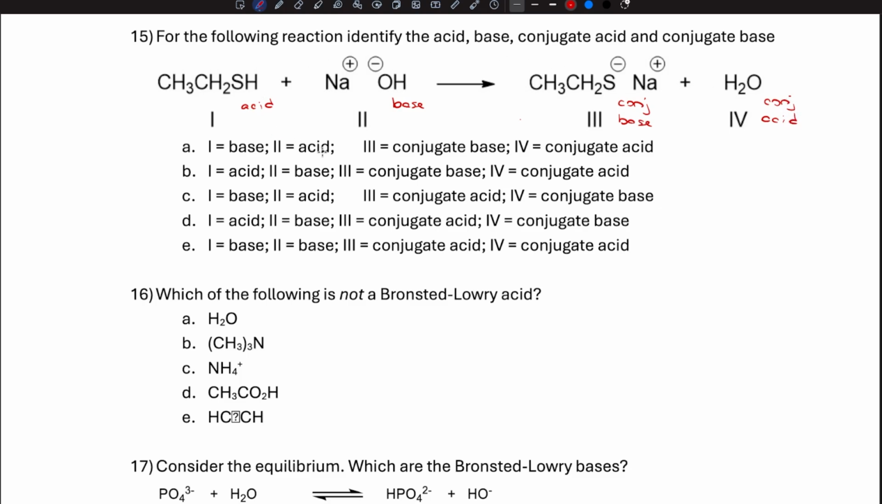And so the acid is 1, the base is 2, the conjugate acid is 4, and the conjugate base is 3, meaning that our answer choice is B. It's actually out of order, so just make sure that you're lining it up correctly.